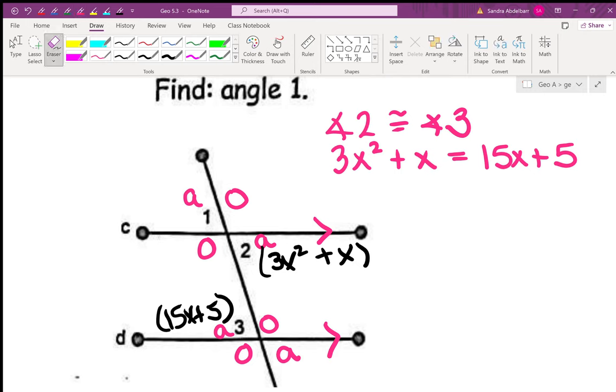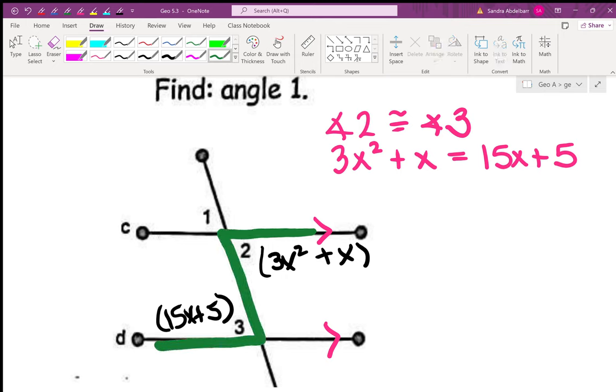All right, say we didn't use the AO trick. Can someone tell me how else you would know that angle 2 and angle 3 are congruent? Julia. They're alternate interior. You got it. Do you guys see the Z? If the arms are parallel, aren't the angles inside the Z congruent, the armpits of the Z? So that's alternate interior angles. So this angle is congruent to this angle.